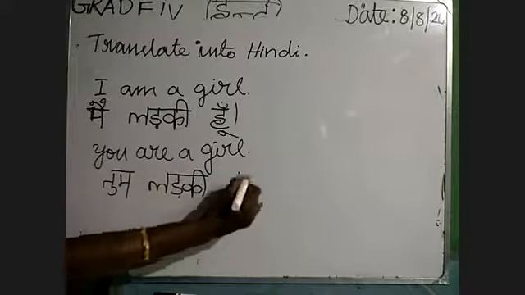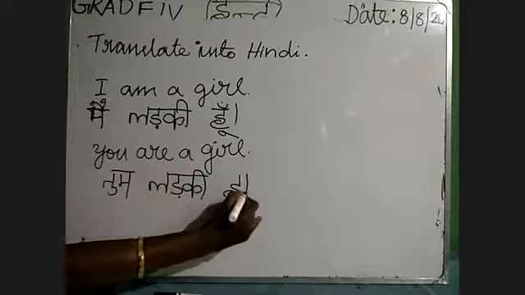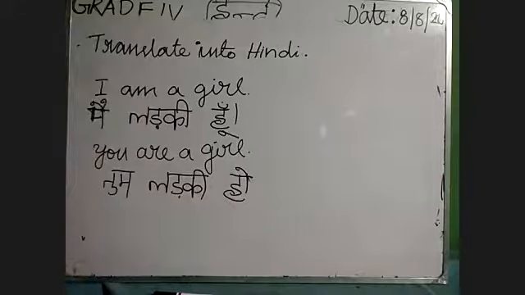"Main" comes, it ends with "hoon". "Tum" comes, it ends with "ho". In the middle, whatever word may come. See, like that: "main Mohan hoon", "main Ram hoon", "main Sita hoon".